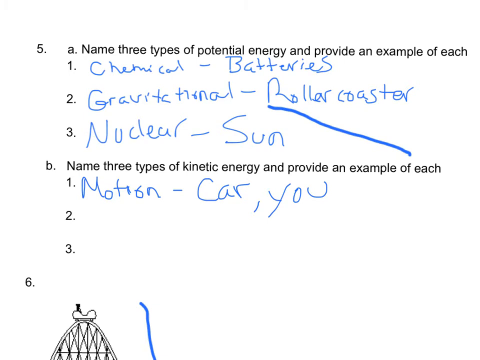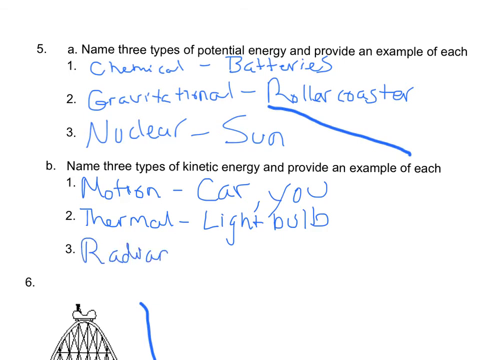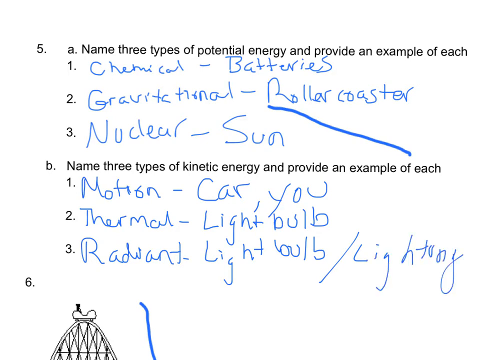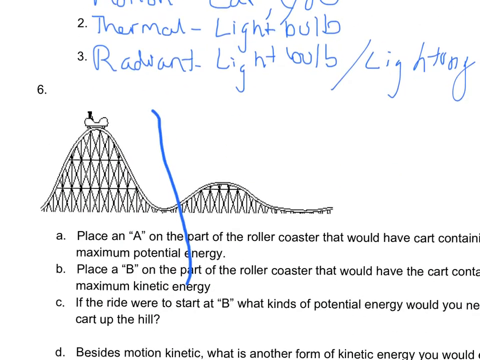Another form of kinetic energy that we're going to go for is thermal. Okay, and thermal means heat. So something that has thermal energy is a light bulb. And the last one we're going to look at is radiant. And again, something that may have that is a light bulb. Okay, or lightning. What is radiant again? Radiant is light. Okay, just remember that radiant energy is light.